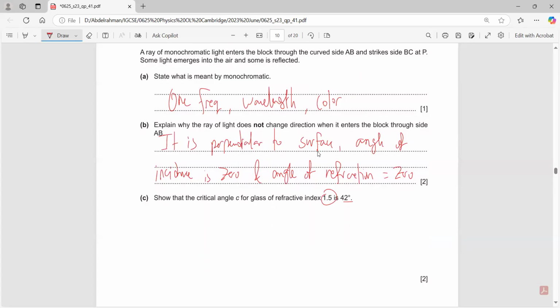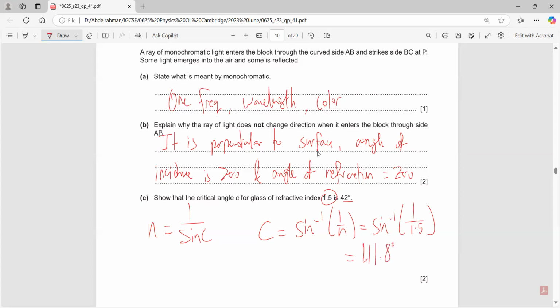Show that the critical angle for glass of refractive index 1.5 is 42 degrees. Can I find the critical angle? Yes, we have an equation: n equals 1 over sine C. So C equals sine inverse of 1 over n, which is sine inverse of 1 over 1.5, around 41.8 degrees, which is very close to 42.